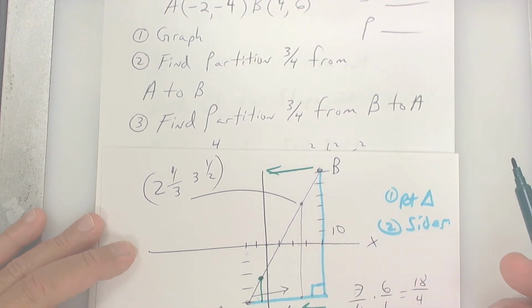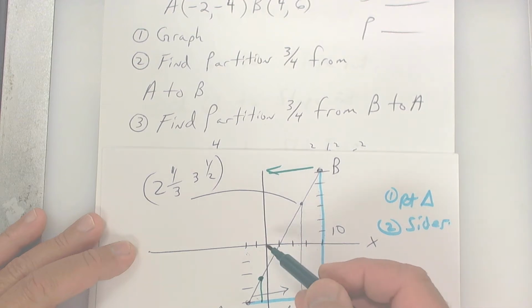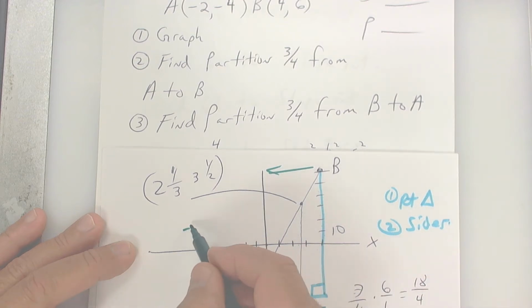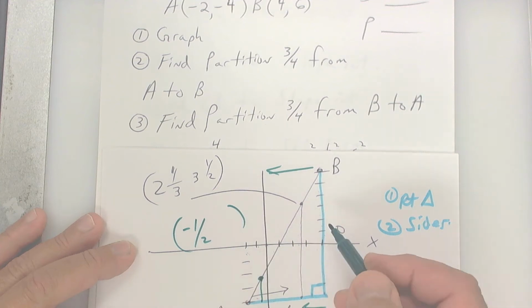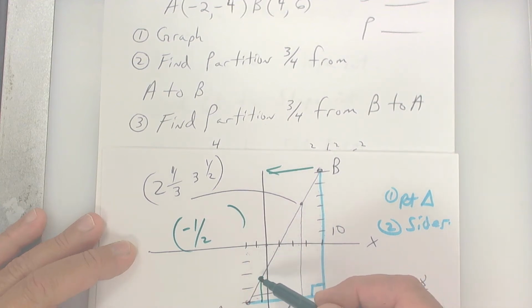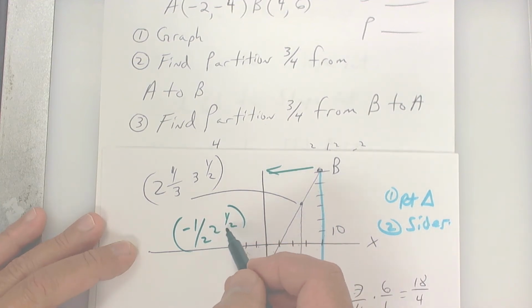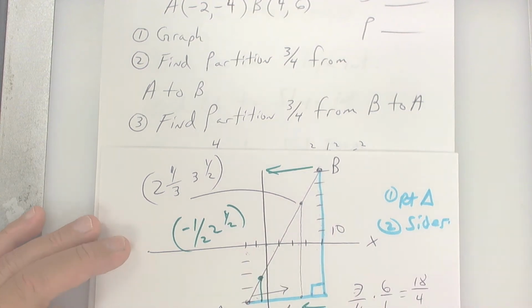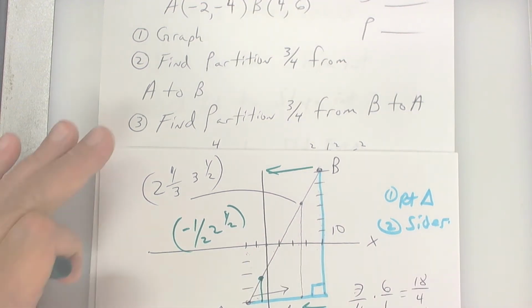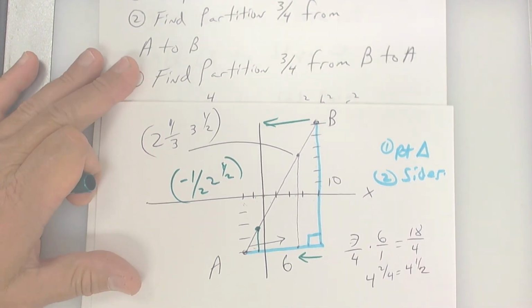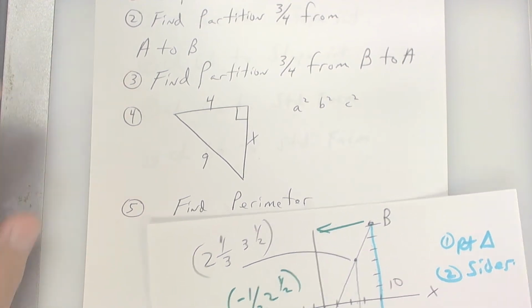Okay, from B to A, it would be here. So this point looks like over 1/2, so that's a negative 1/2. And then down 1, 2 1/2. And that should be right. And that's your partition. Make sure you know that, okay? Let me move that up a little bit. All right, let's go on.